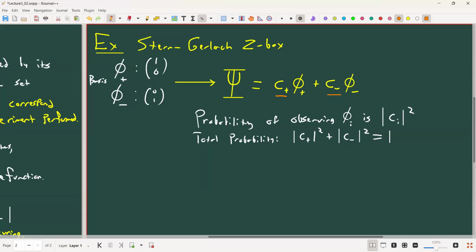All right, so C plus or C minus, their absolute value squared has to be between 0 and 1. So what numbers can C plus and C minus be if the absolute magnitude squared is a positive number? That means C can be negative. It can also be complex. So C is a complex number.